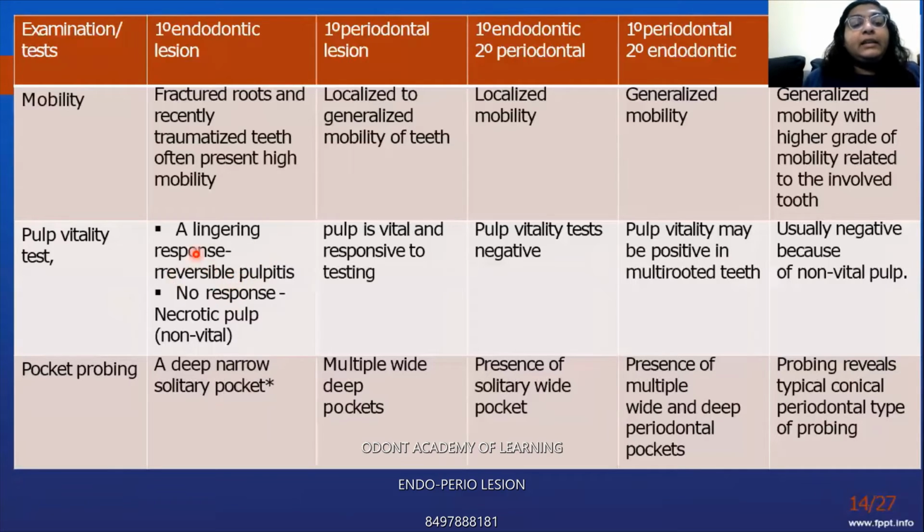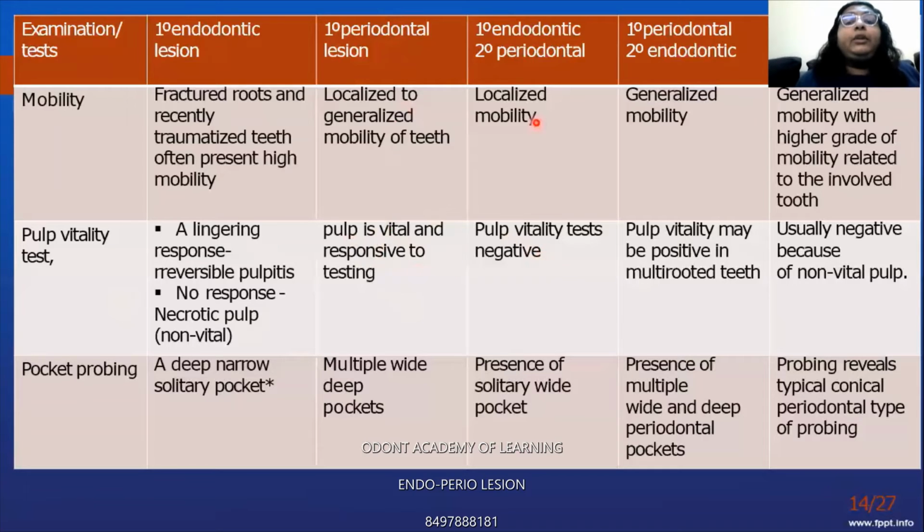Okay, so either it will have a lingering response or it will have no response. That means it's a necrotic pulp and it has become non-vital. Now coming to primary perio lesion, in the primary perio, the pulp is vital because it is not involving the endodontic part of the tooth. It is not involving the pulp yet. So the pulp will be vital, and it will have all the positive responses to whatever test we are conducting, whether it's cold test or a heat test or electric pulp test. Any test that you conduct to check for vitality, it will give a positive response.